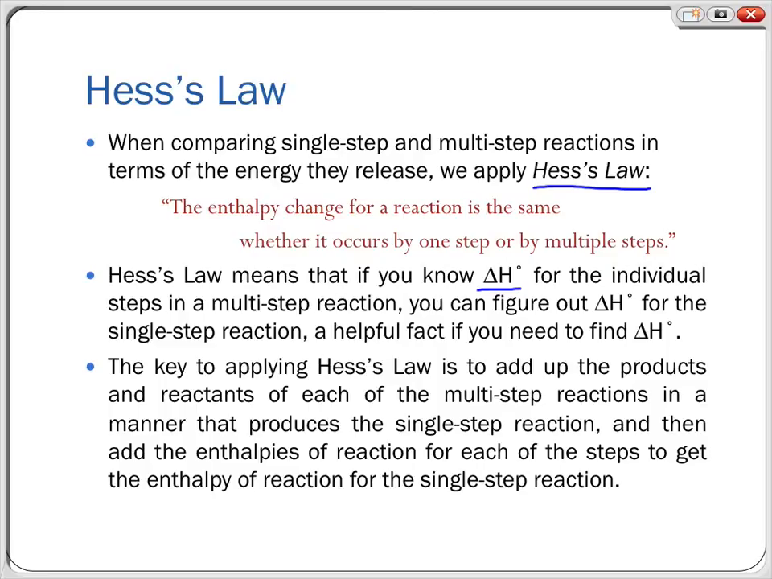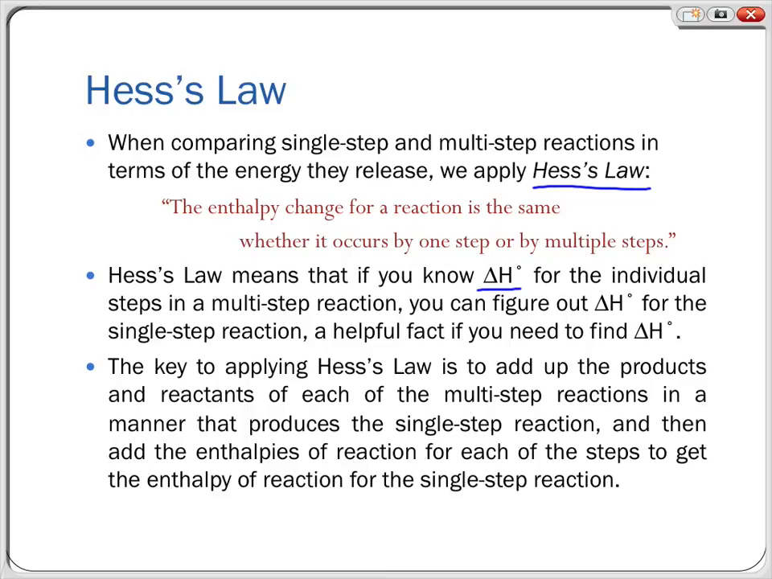This is the theoretical method. This is the way that we can figure this out if we can't do an experiment on it. So the key to applying Hess's law is to add up the products and reactants of each of the multi-step reactions in a particular manner so that it produces the single-step reaction.